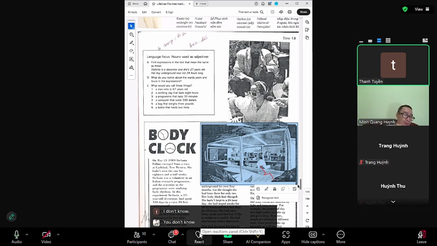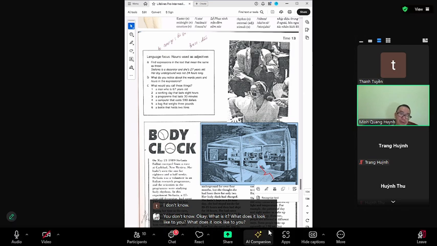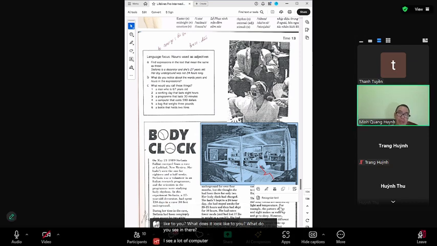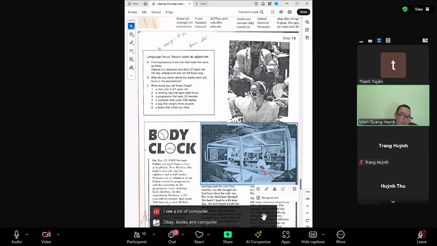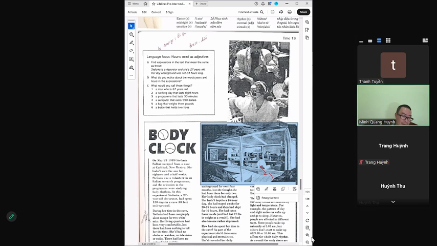Okay, what is it? What does it look like to you? What do you see in there? I see a logbook, computer. Okay, books and computer. Do you see a chair? Yes, I see. Yes, okay. So computer, books, desk, chair.